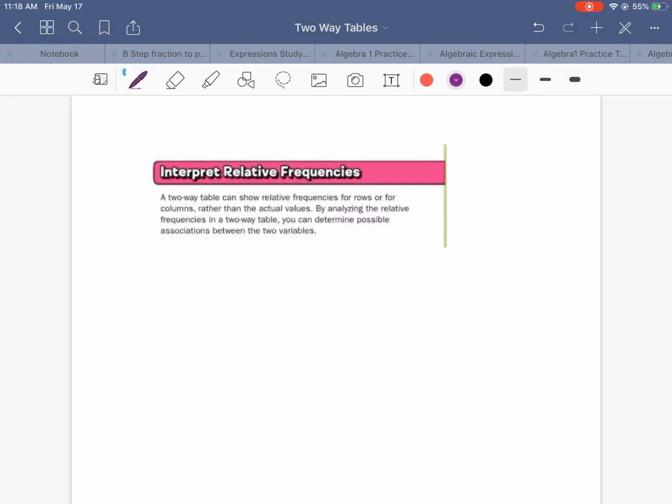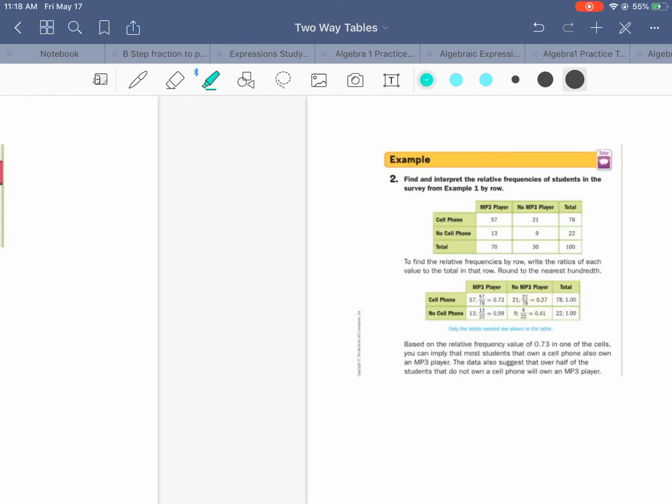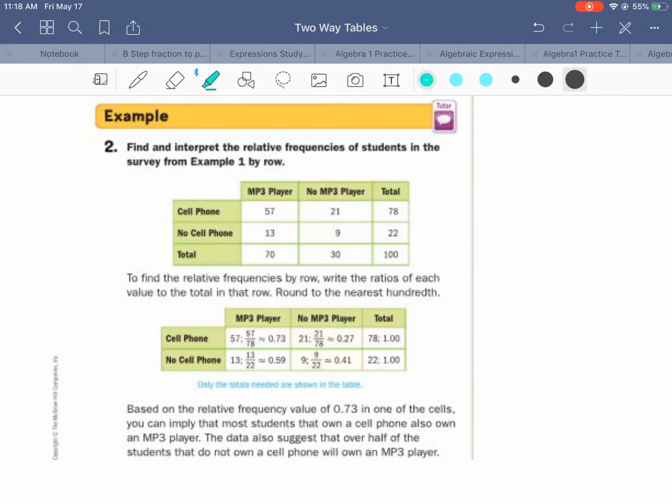Interpreting relative frequencies. A two-way table can show relative frequencies for rows or for columns rather than actual values. By analyzing the relative frequencies in a two-way table, you can determine possible associations between the two variables. You can also make predictions. Okay, so find and interpret the relative frequencies of students in the survey from example 1 by row.